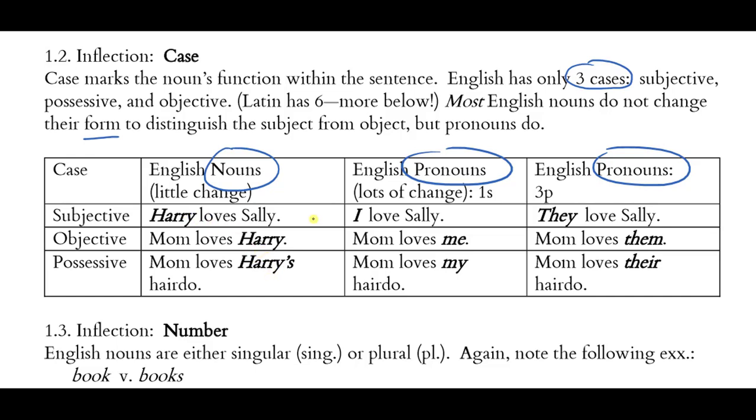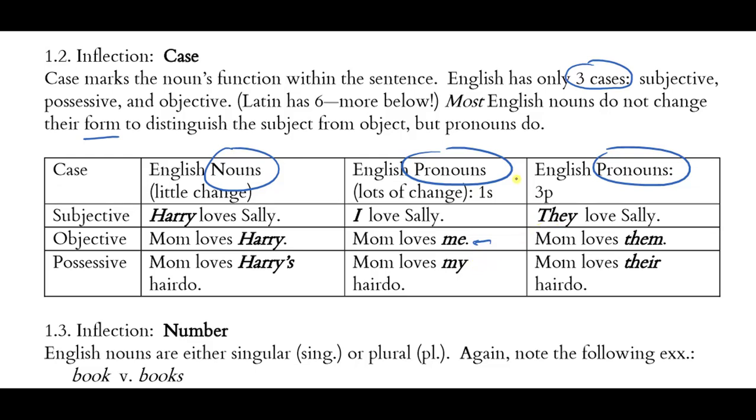But let's compare the first person singular pronoun and its case forms. I love Sally. It's I when I'm the subject, but Mom loves me, not Mom loves I. I change I to me here for objective case when it's the object of the verb. And then when it's possessive, I becomes my. So Mom loves my hairdo, not Mom loves I hairdo or Mom loves me hairdo, right? We have a possessive form. So there's quite a variation here in the forms.